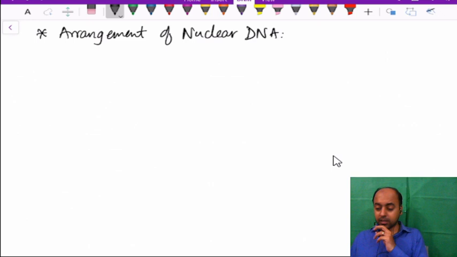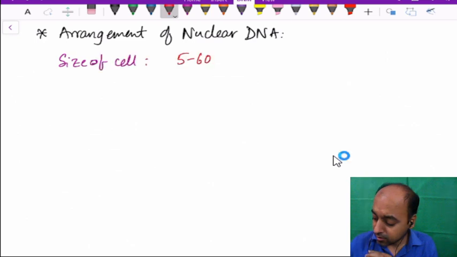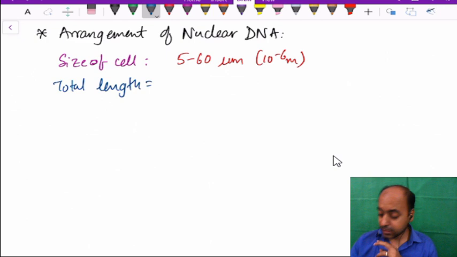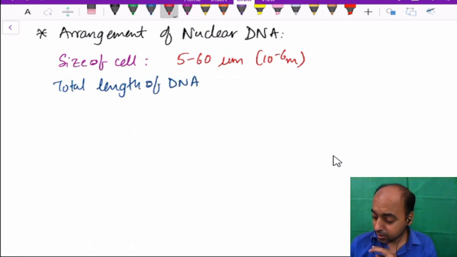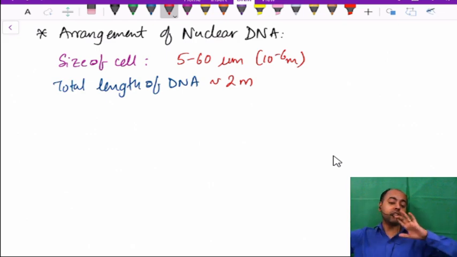The size of the cell in which the DNA is there is typically in the range of 5 to 60 microns, whereas the total length of the DNA is in the range of 2 meters. So you can just compare, the size of the cell is 5 to 60 microns, 10 to the power minus 6 meter, and the total length of the DNA is 2 meter.